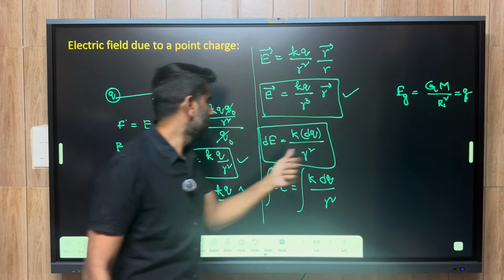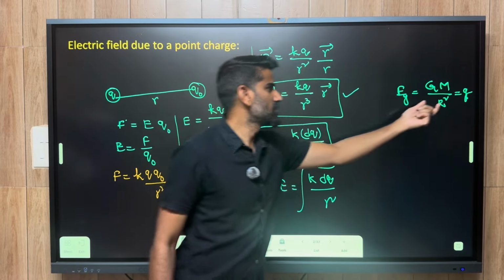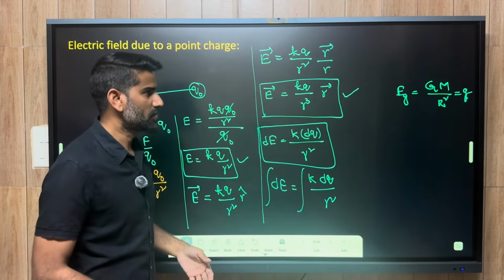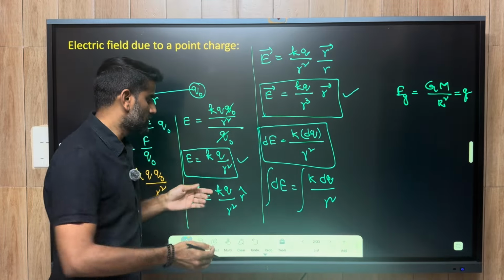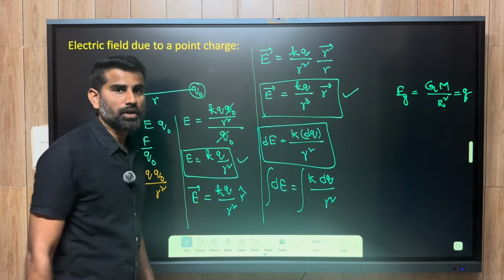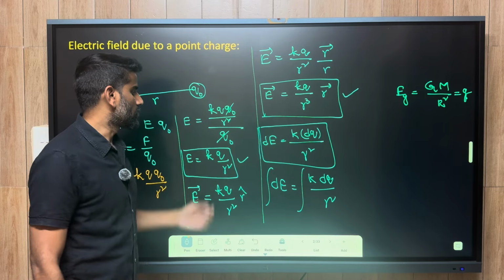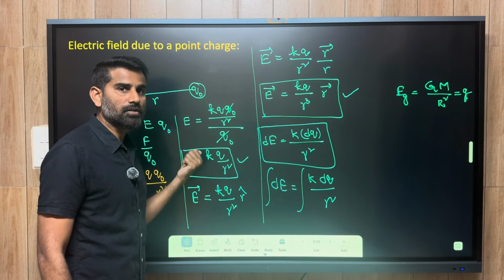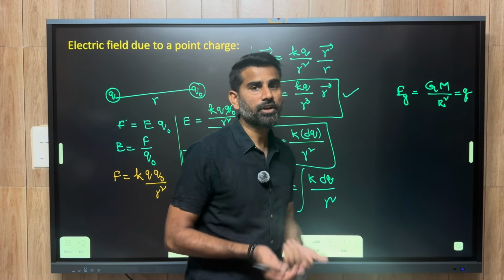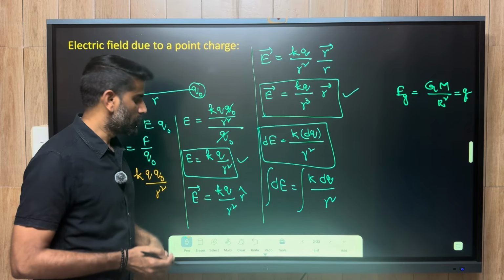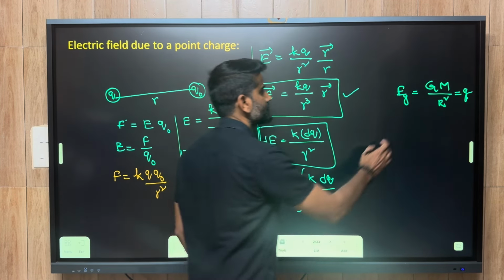Here we have mass, here we have charge. The distances are again the same, the point of interest, from mass to the point of interest, from charge to the point of interest. Now K Q by R square, here K is Coulomb's constant, here G is the universal gravitational constant. Hope I made the point clear here.